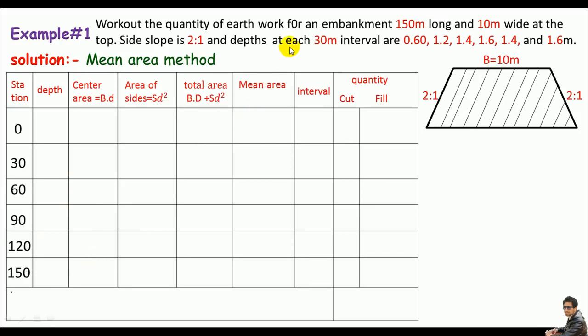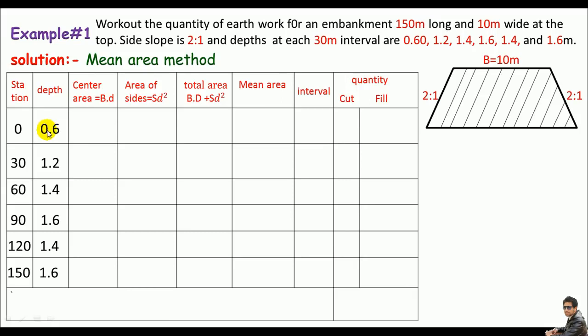Remember, the depths at each 30-meter interval are also given: 0.6, 1.2, 1.4, 1.6, 1.4 again, and 1.6 again at 150 meters. Now I can calculate the central area, which is just like a rectangle, B times D. The breadth is given as 10 meters, and the depth at each 30-meter interval is also given. So I'll just multiply the depth with the breadth, no problem.